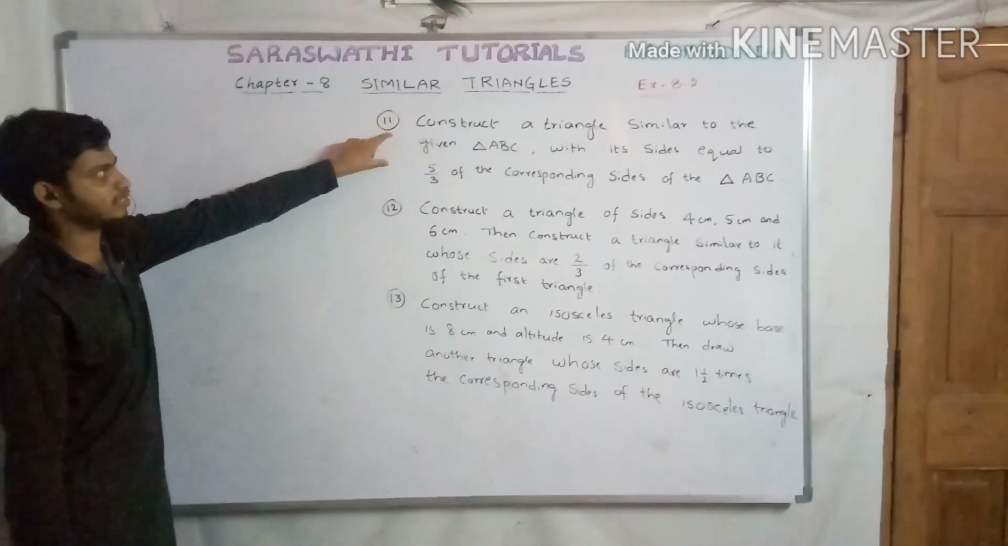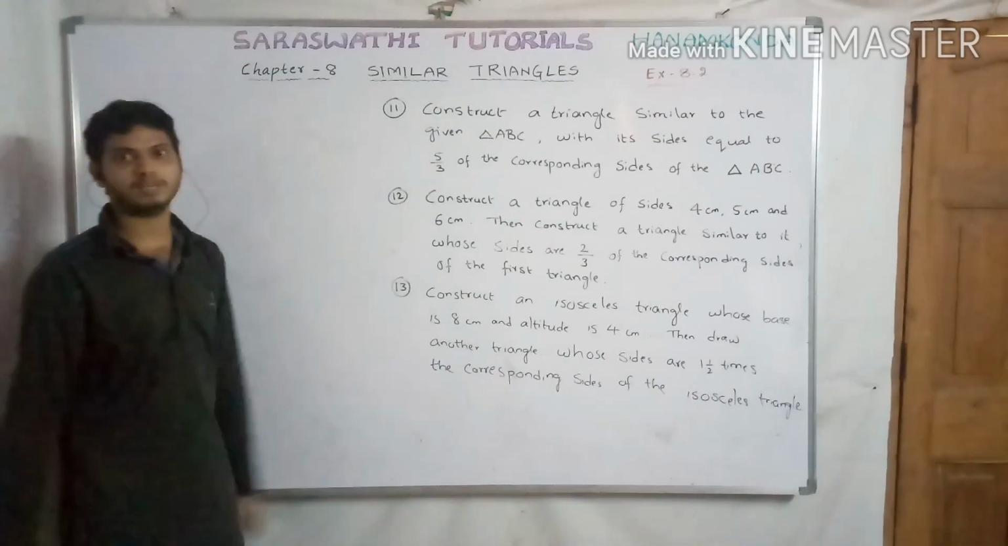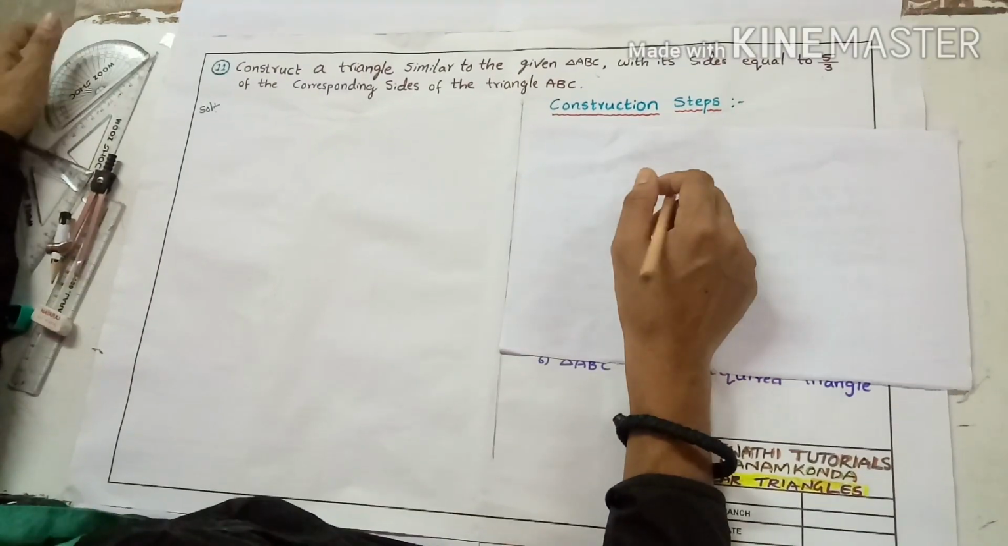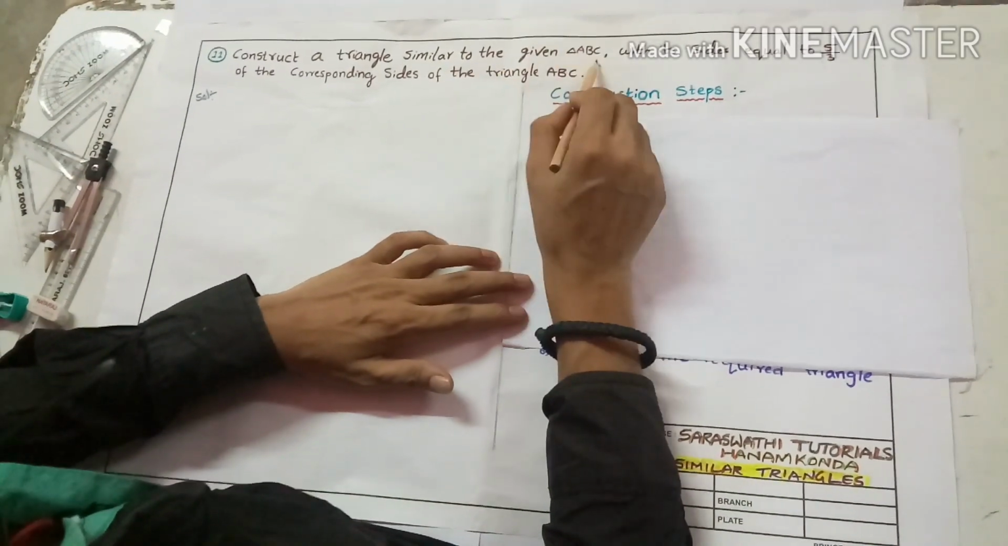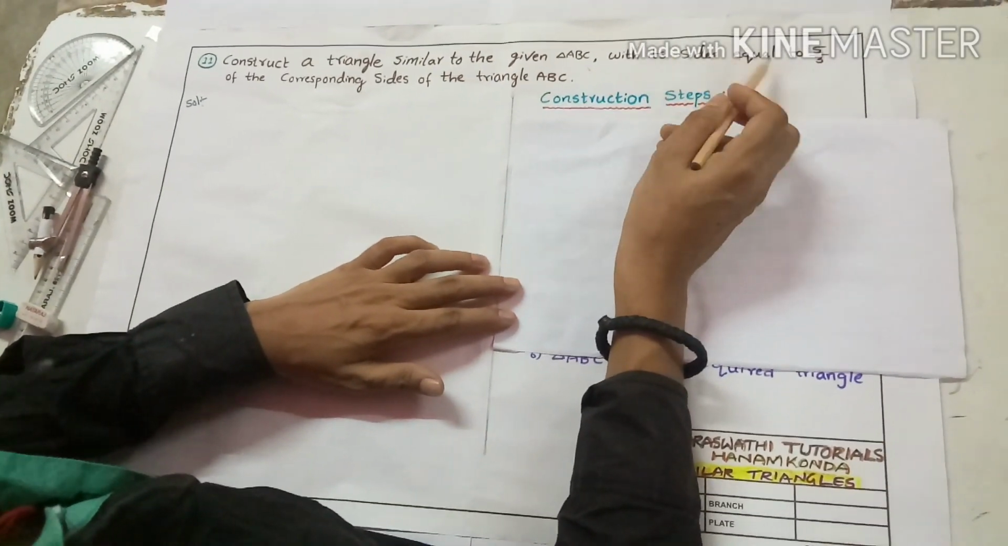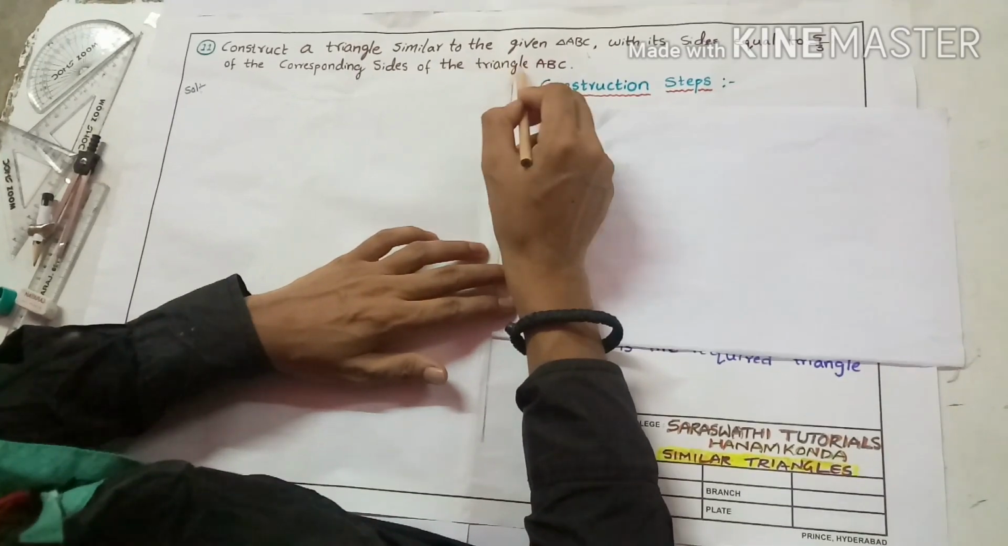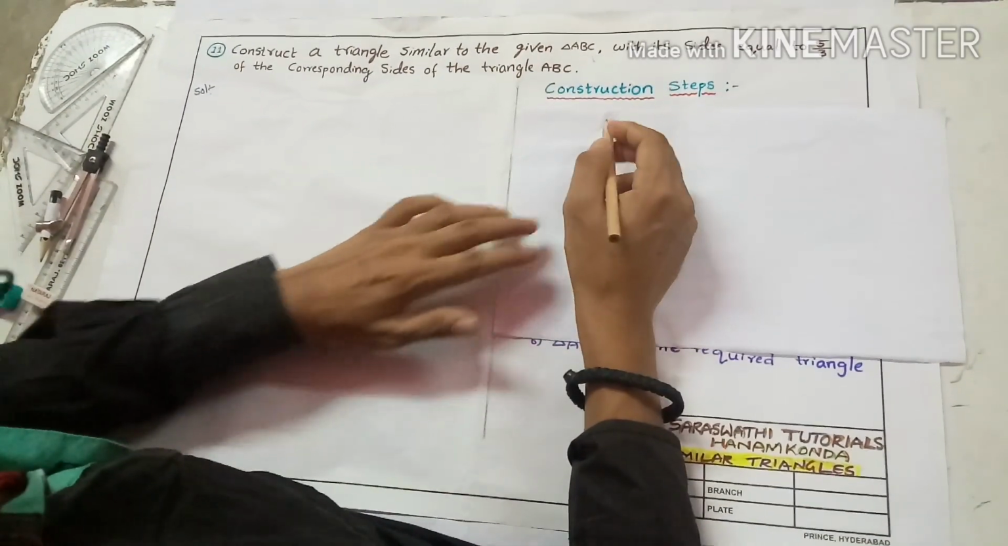So the next three questions are related to construction, so we shall discuss them on a drawing sheet. Okay, let us discuss the first, the 11th problem. Construct a triangle similar to the given triangle ABC with its sides equal to 5 by 3 of the corresponding sides of the given triangle ABC. So let us discuss this roughly first.